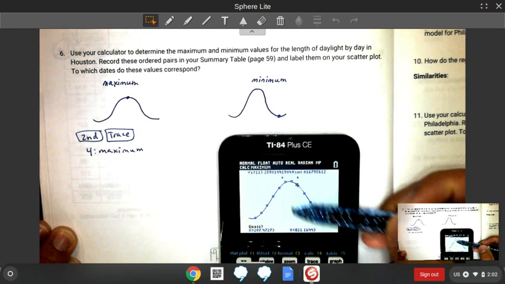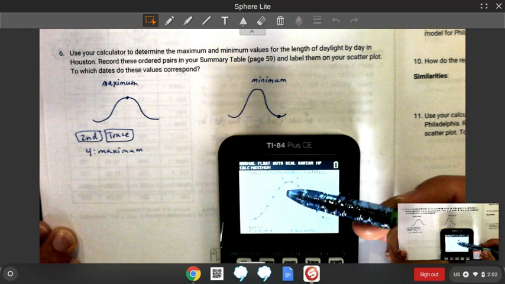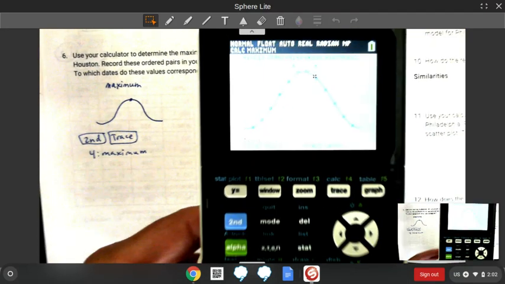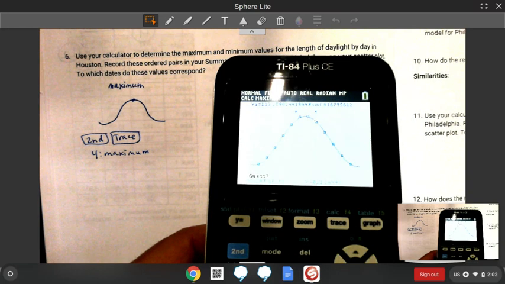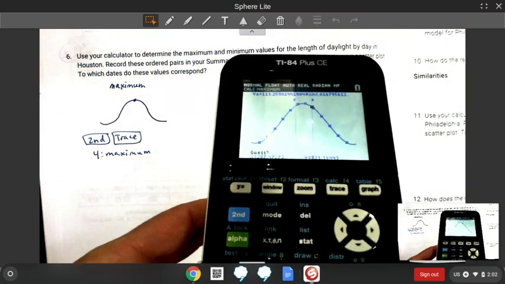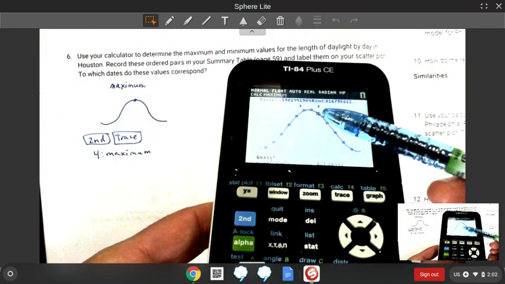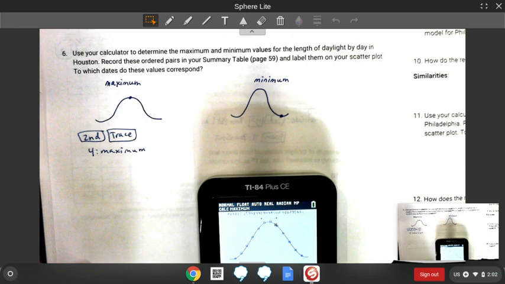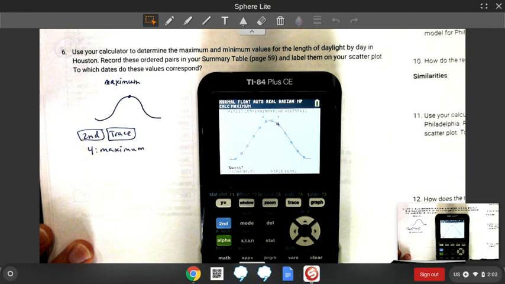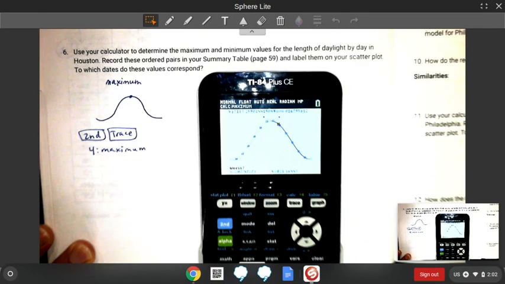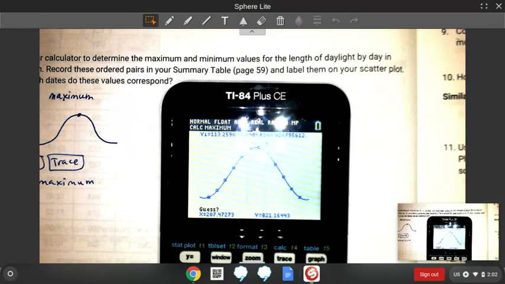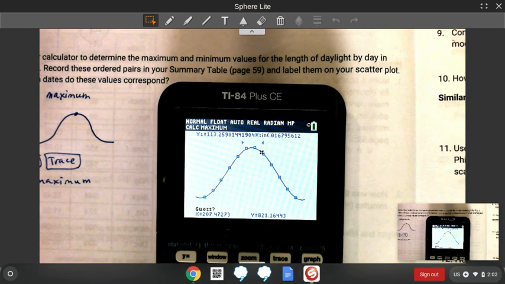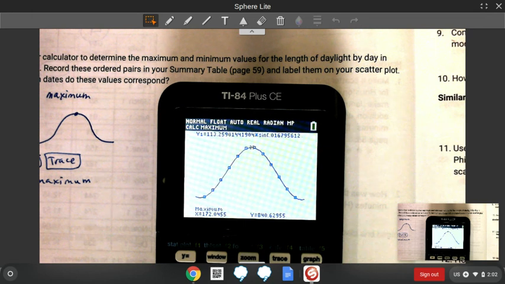And the cool thing about my color calculator, and maybe yours does as well, is that we have these two vertical lines where the arrows are. So our max should be in between those two. And where it says guess, we're just going to hit enter. We'll just hit enter, and it'll find the maximum for us there.